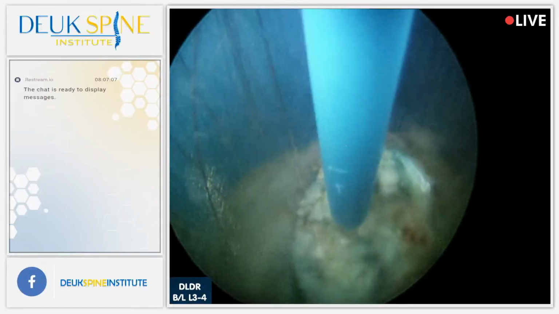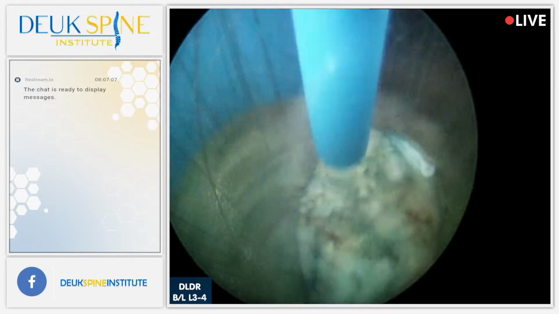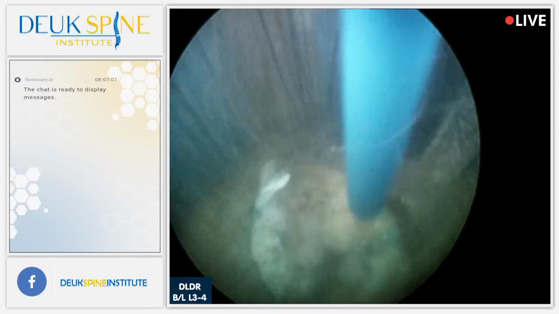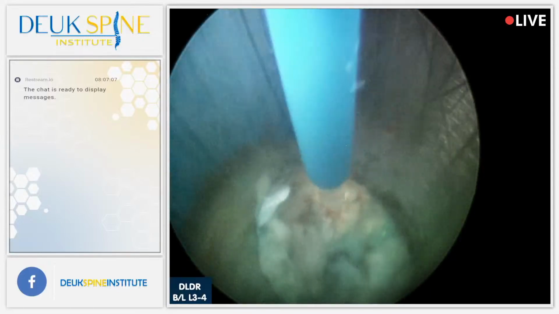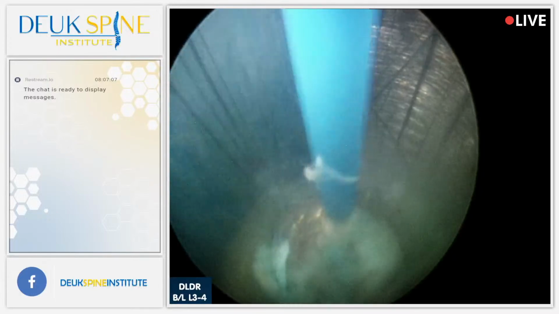83-year-old man getting this back surgery done. Why? Because he wants quality of life. That's what we do here at Duke Spine. We give people back their quality of life. How do we do it? By fixing the source of their back and leg pain.